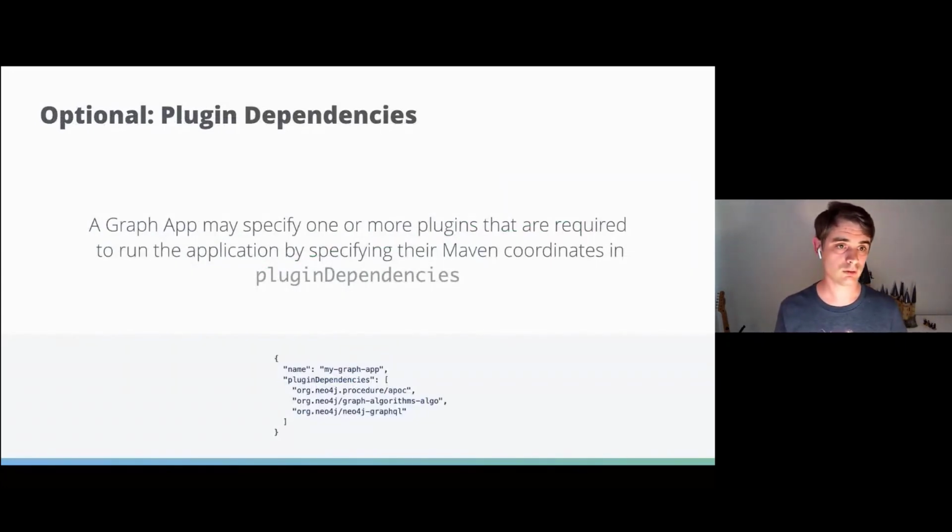Optionally, you can also define plugin dependencies. So for example, if your graph app, like most Neo4j projects, relies on APOC, then you can define that inside the plugin dependencies inside the manifest. This is an array of strings, which is essentially just an array of coordinates to Maven Central plugins.